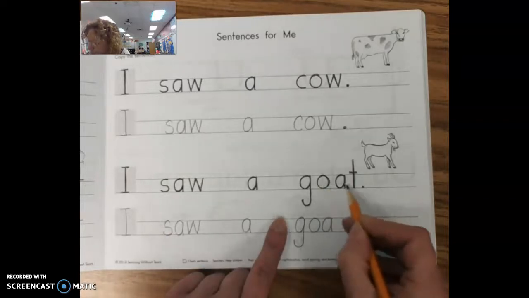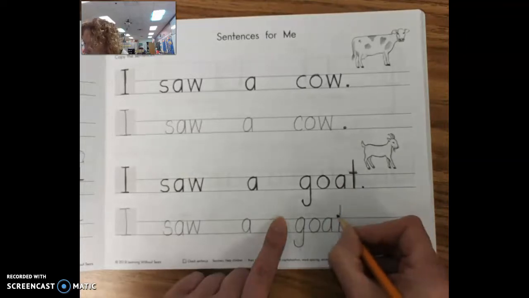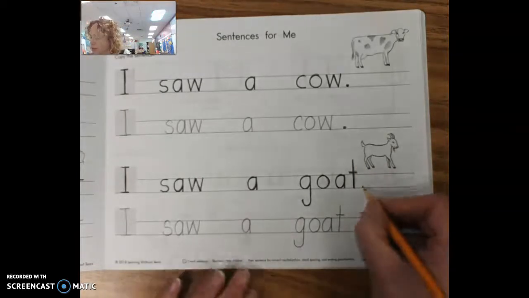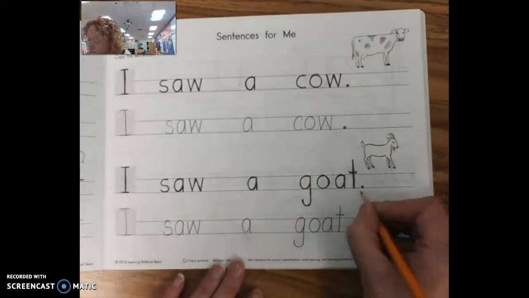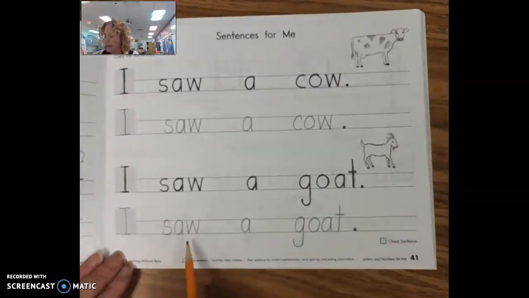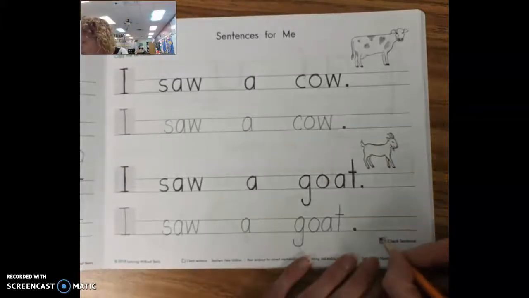Okay, those are both small, and then the T is tall, so I can make that tall above the line. Don't make it small. The T is not small. The T is tall. And then do you notice there's a period again ending my sentences right on the line. So I'm going to do that one here too. I saw a goat. I did my very best work, boys and girls. I'm very proud of it. So I'm going to give myself a check.